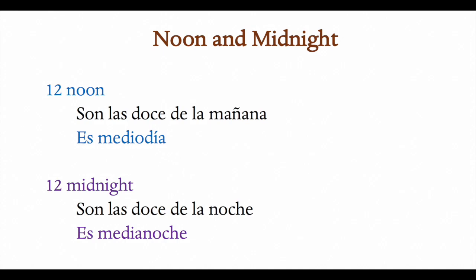If it's 12 midnight, then you could say son las 12 de la noche. Or you could also say es medianoche. Medianoche means midnight. And of course, again, it is singular. So you would say es medianoche. Mediodía y medianoche are two expressions that you can use only when it's exactly noon. Only when it's exactly midnight. Not when some minutes have gone past noon or past midnight.